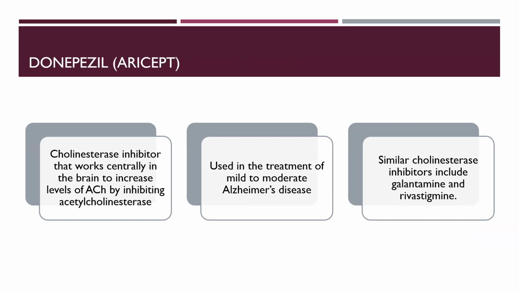Your donepezil is a cholinesterase inhibitor that works centrally in the brain to increase levels of acetylcholine by inhibiting acetylcholinesterase. It's used in the treatment of mild to moderate Alzheimer's disease. Similar inhibitors include galantamine and rivastigmine.